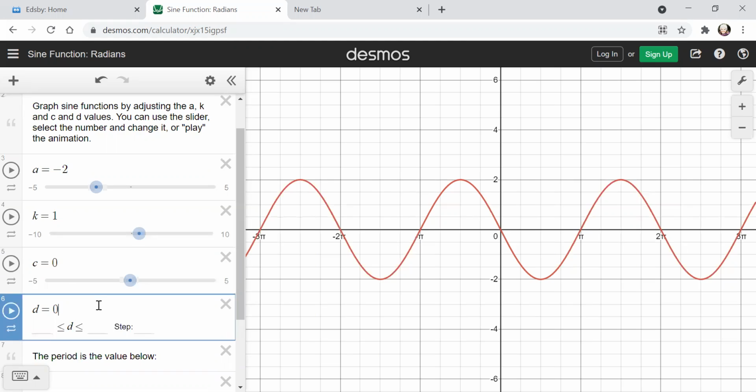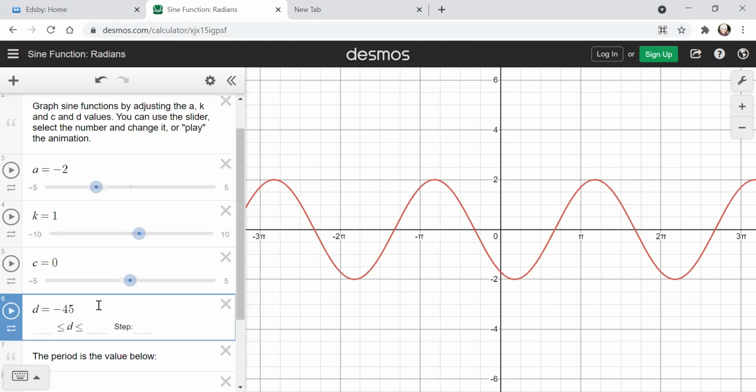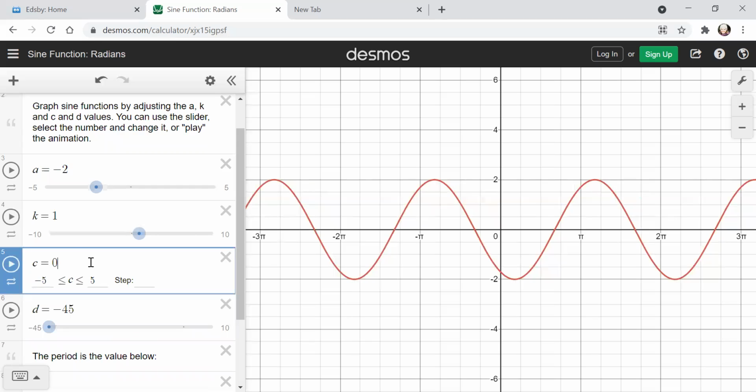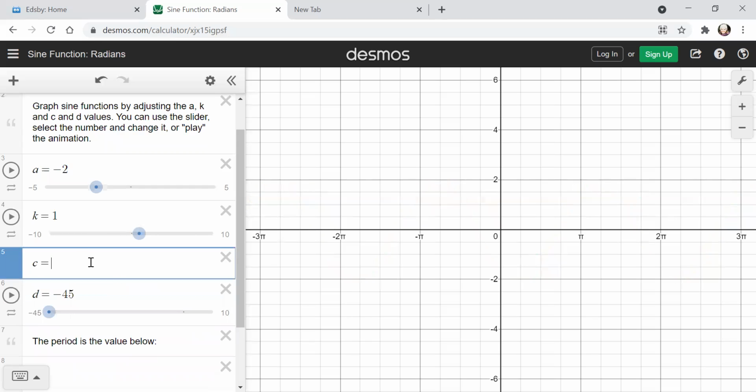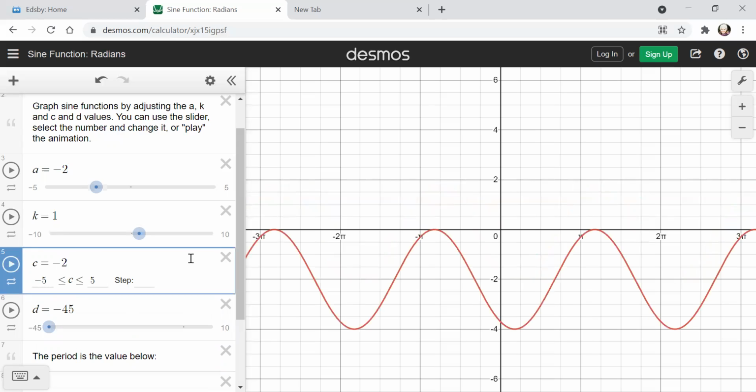Then we said the D value minus 45, this is the hardest one to tell. You're like, I don't know where it shifted. I know it has shifted. So at least if you know it shifted off of 0, you're fine. But this actually has shifted to the right 45. And then let's see if it shifts down when I plug in the -2. Did it shift down? Yes. Fantastic.